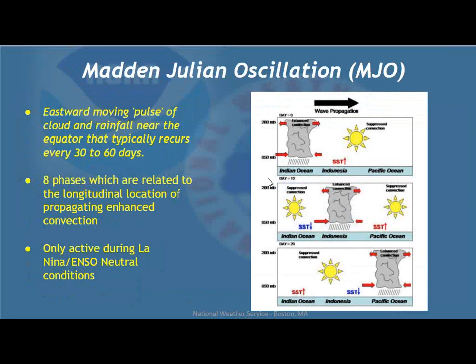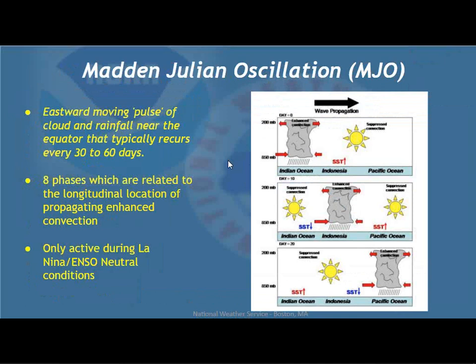So that pretty much wraps up El Nino and La Nina. And now I'm going to talk about another interesting teleconnection that is centered in the tropics. It actually is related to El Nino and La Nina as well. And this is called the Madden-Julian oscillation. These don't occur during El Nino events. The Madden-Julian oscillation isn't active, so to speak. It's only active during ENSO neutral events or La Nina events.